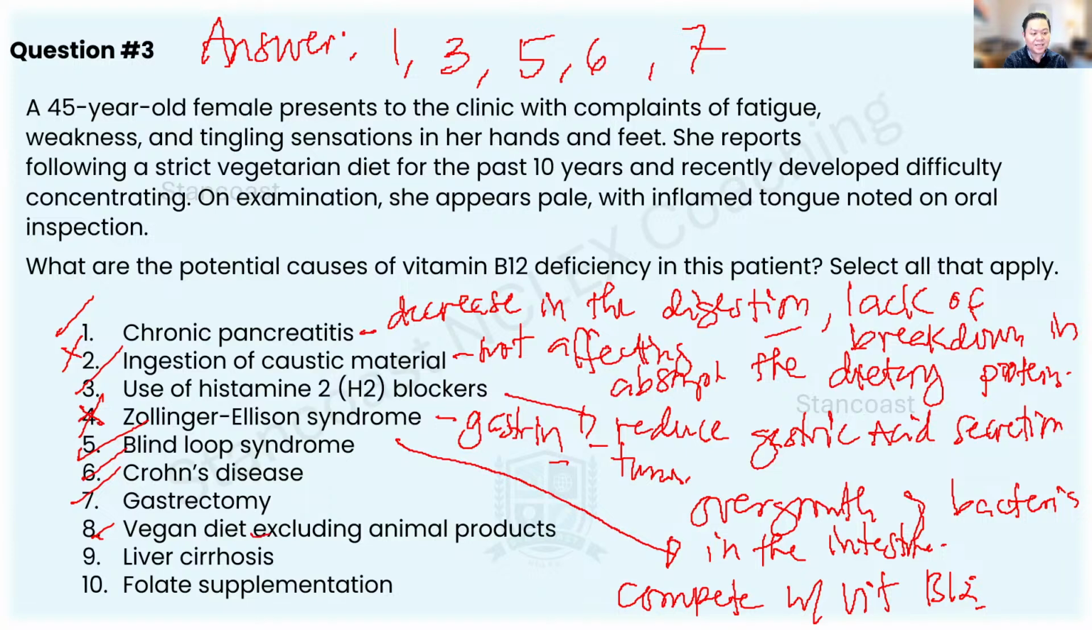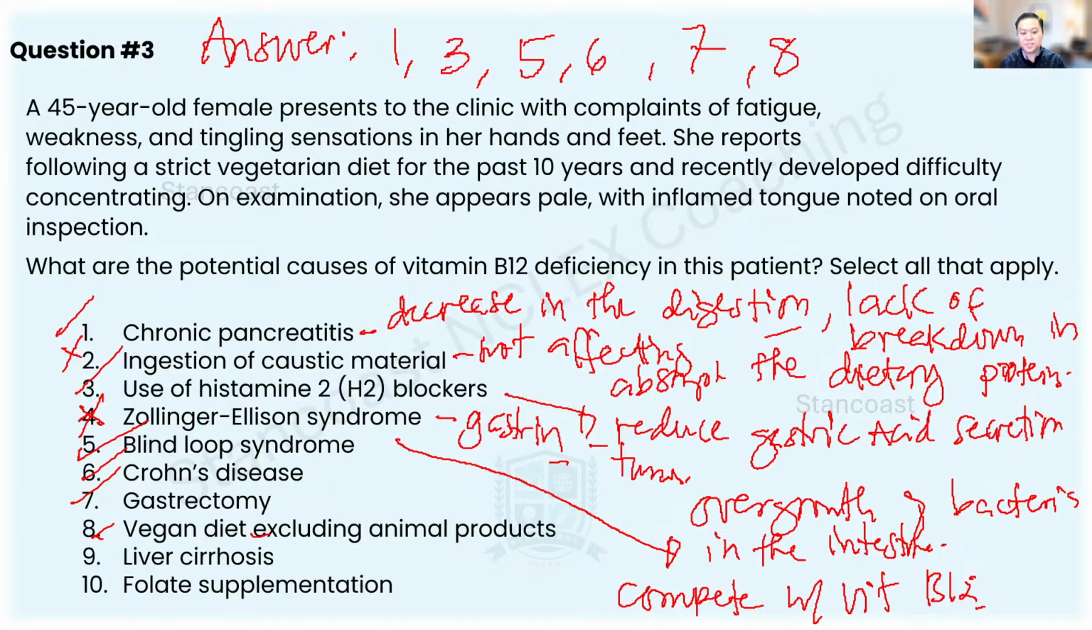Vegan client excluding animal products. Yes, another. That will be 8. Remember that the rich sources of the vitamin B12 will be more on the animals. Okay, animals, meats, of course.